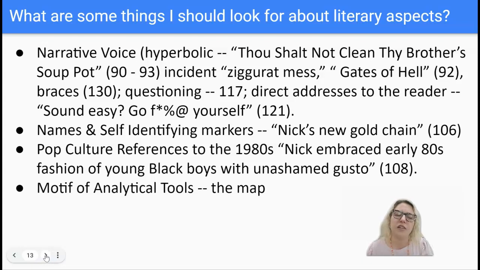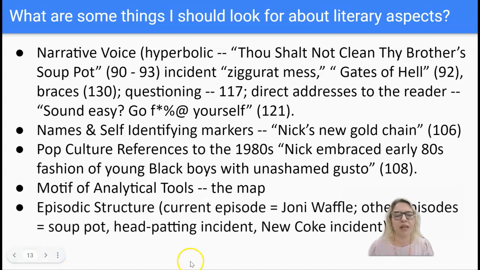For the motif of analytical tools, I think the map serves pretty well here, tracing the history of Azurest and Sag Harbor by using the map and geographical locations. And then the episodic structure: we've got some other episodes in this section besides the current episode, which is going to work and working at Joni Waffle. We also have the soup pot, the head patting incident, the new Coke incident.